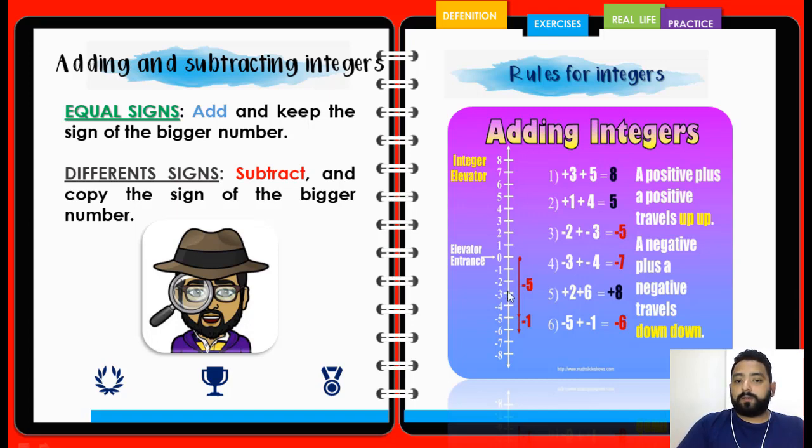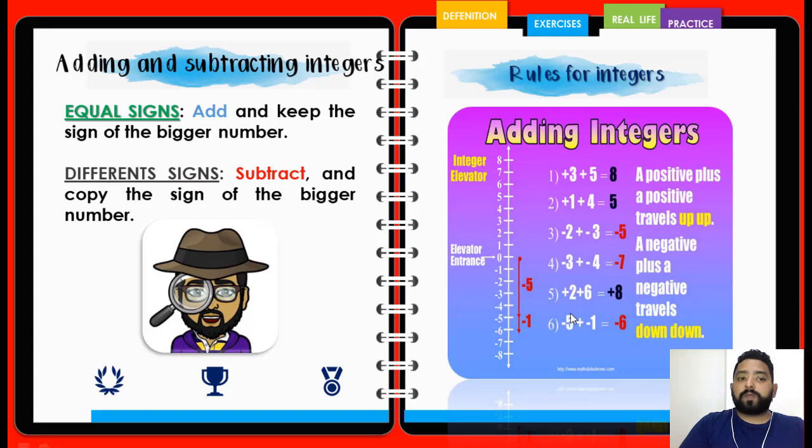Or using the number line, the integers elevator, you can identify, for example, negative 3, and then we move down 4 units. Why down? Because we're moving negative 4. So 1, 2, 3, and 4, and we get the position negative 7. Now here we have positive 2 and positive 6. We start at positive 2 and travel up because it's a positive move. So 1, 2, 3, 4, 5, and 6, and we get the value of positive 8.